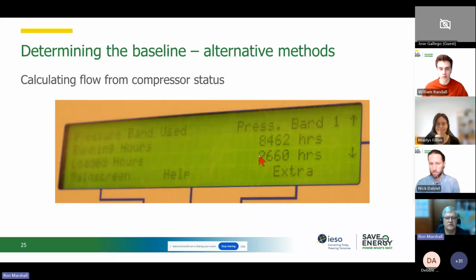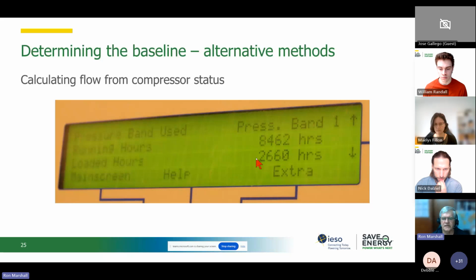For a lubricated screw compressor, the unloaded power consumption is about 25 to 35% of the full load power. That's wasted power if you leave the compressor running unloaded for too long, because it's not producing any air. This one does not have very many hours, less than a year's worth of operation, so who knows whether that's true or not for when we're looking at it.